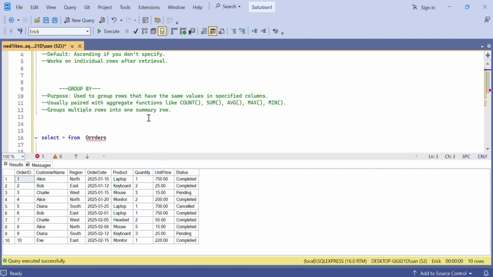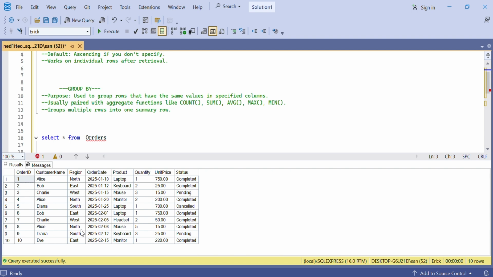And then we have GROUP BY. GROUP BY is used to group rows that have the same value in a specific column. For example, if you want to group by region, we want to group the regions based on whether it's north, east, or west.